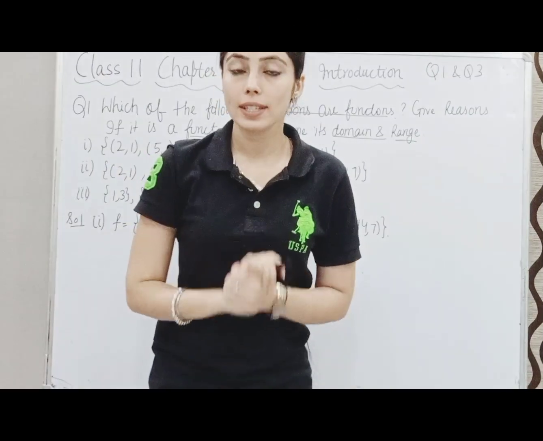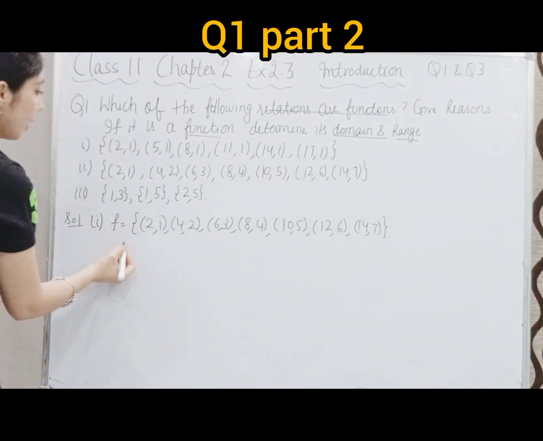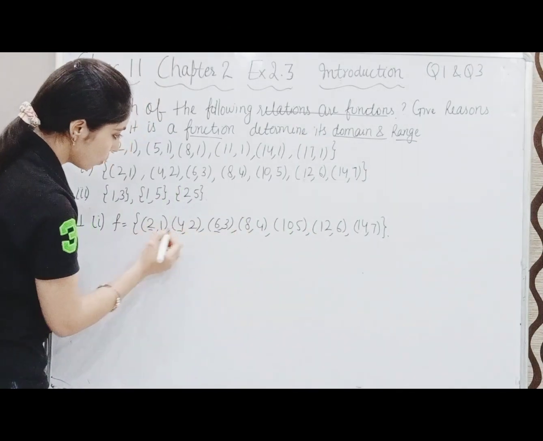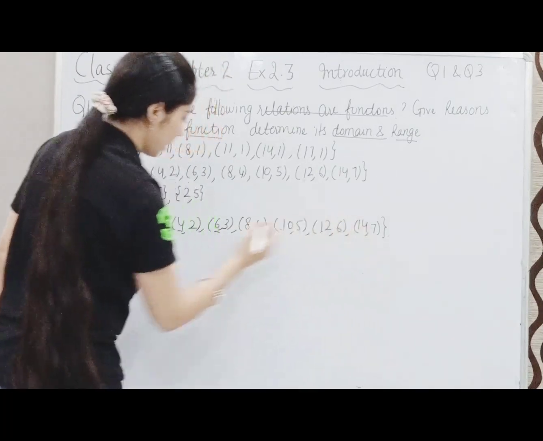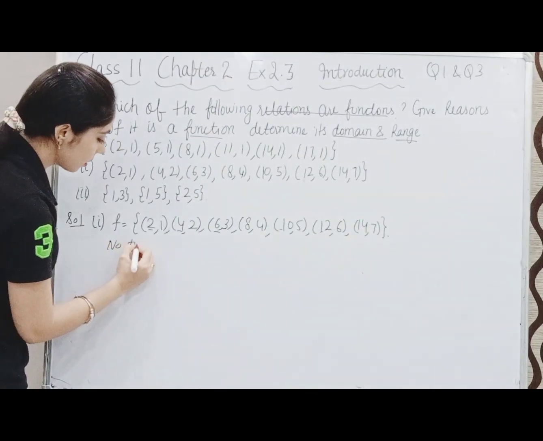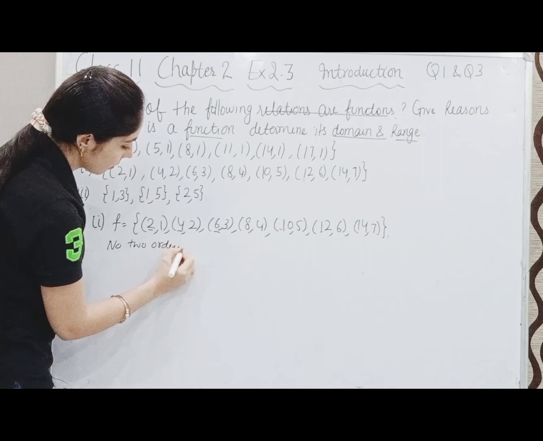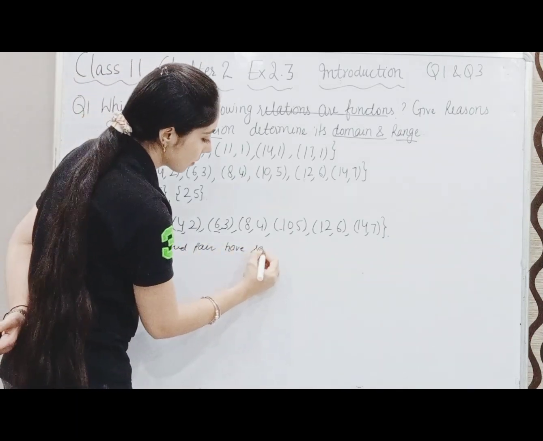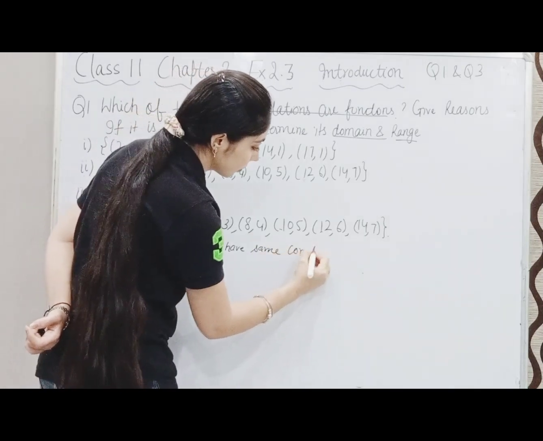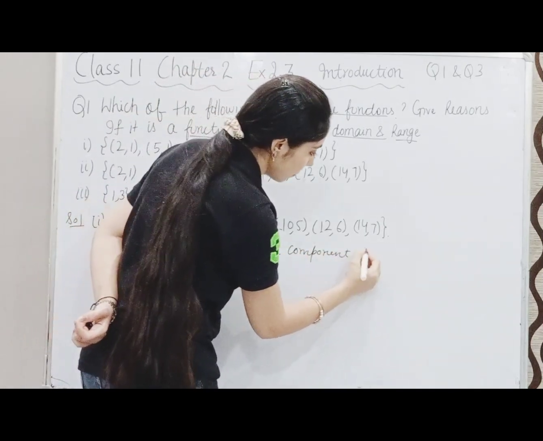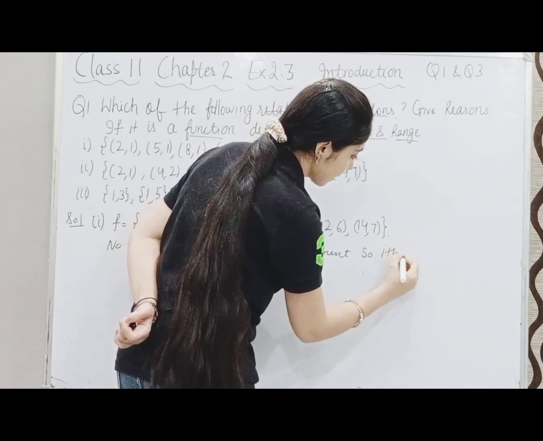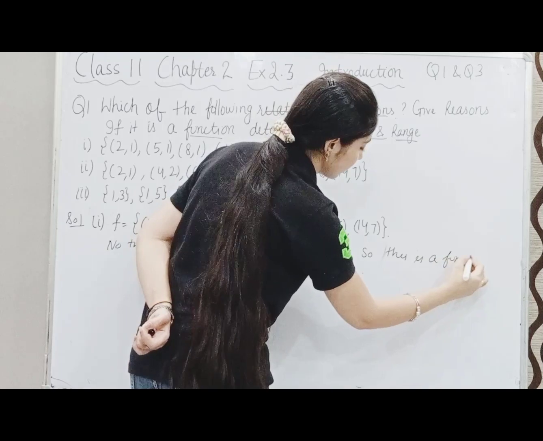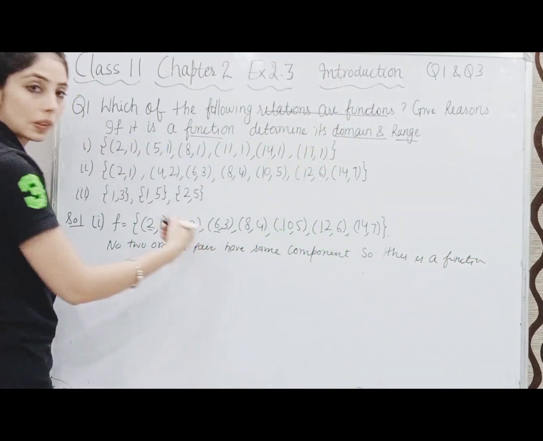Let's discuss part second of question number 1. Here f is this. You can easily observe that the first components are 2, 4, 6, 8, 10, 12, 14. So no two ordered pairs have the same first component. So this is a function.